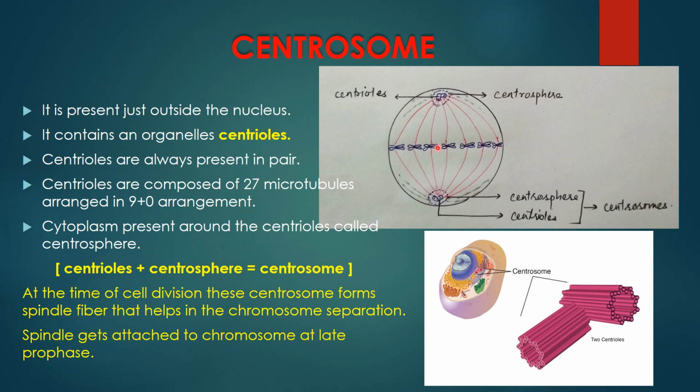So at the time of cell division, the centrosome forms a spindle fiber which gets attached to the chromosome at the equator of the cell, and that helps in the chromosome separation.